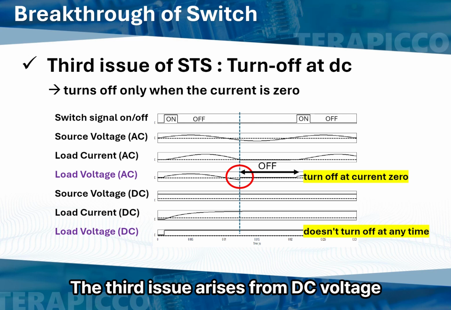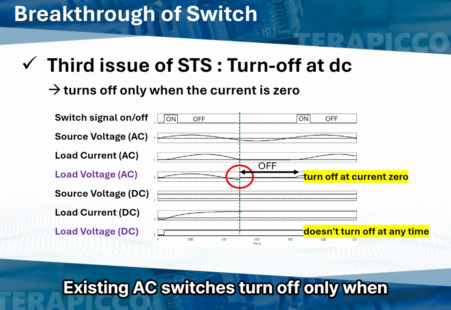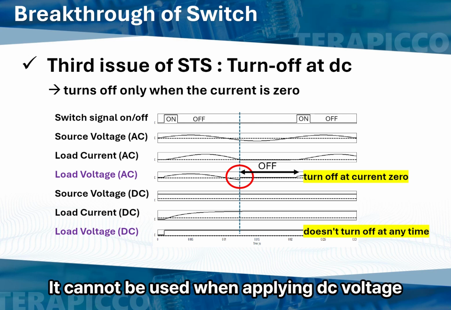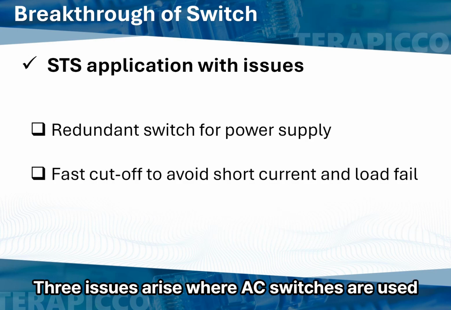The third issue arises from DC voltage. Existing AC switches turn off only when both voltage and current are turned off. It cannot be used when applying DC voltage. Three issues arise where AC switches are used.